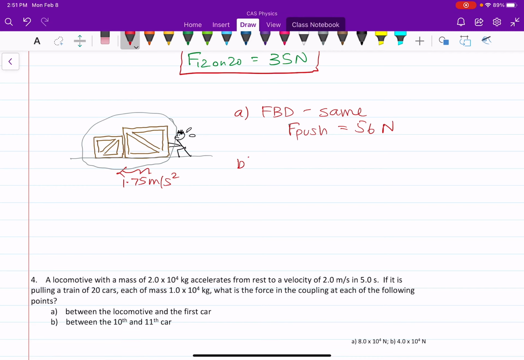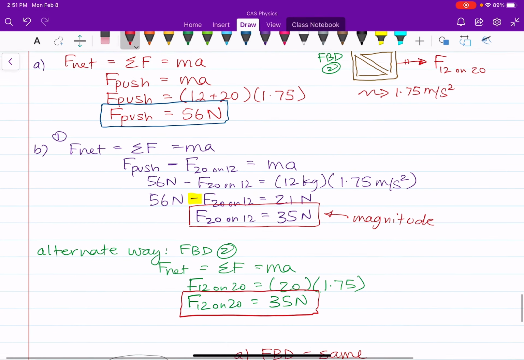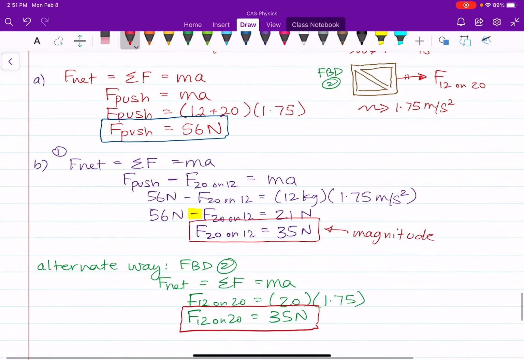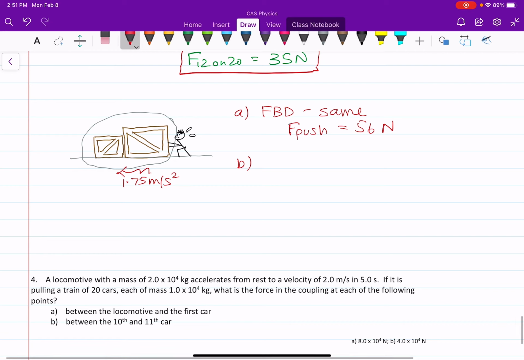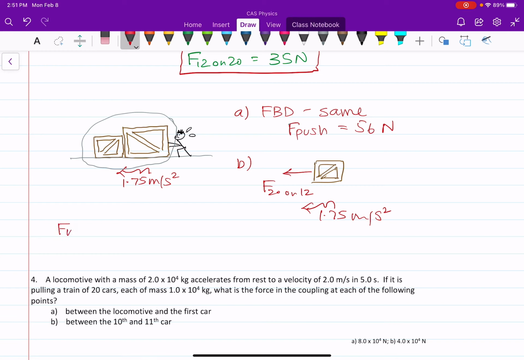But for part B, now it's kind of changed a little, because the free body diagrams 1 and 2 are going to be different. If you think about it, you've got the 12 kilogram crate now. It doesn't have the force of the push anymore, does it? The only way it's accelerating is from the force of 20 on 12. It's still accelerating at 1.75 meters per second squared, but that's all the forces. So now, this was part A. For part B, when I do my F net statement, F net equals the sum of the forces, which equals MA.